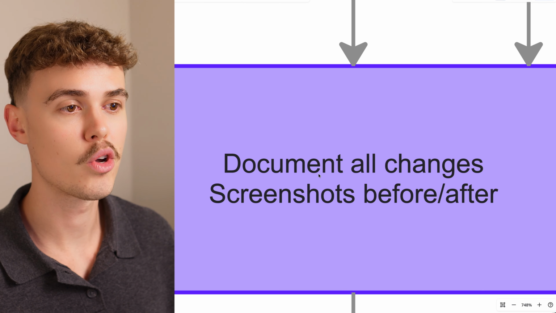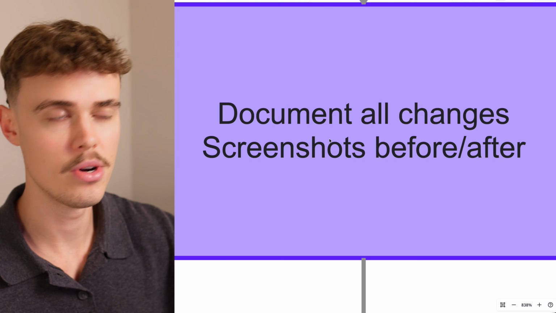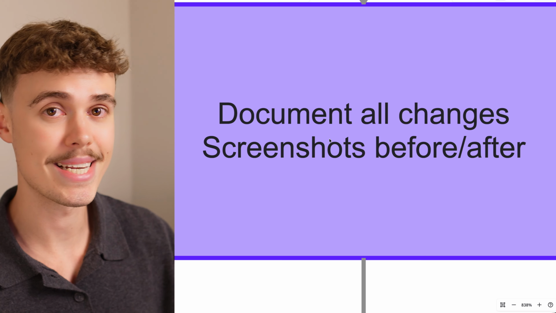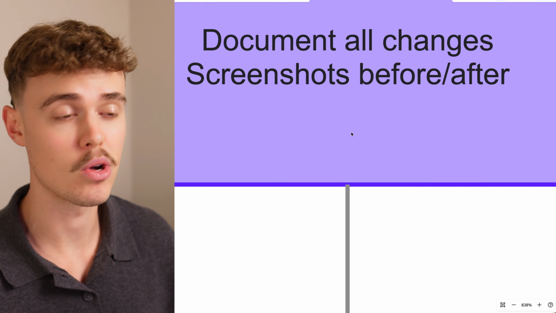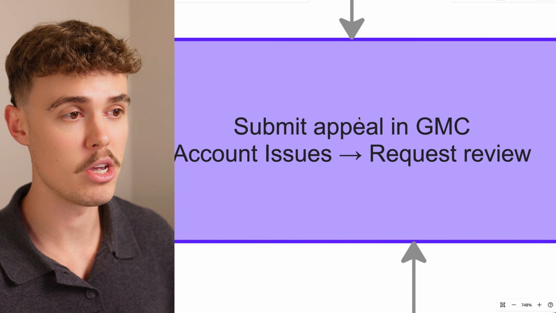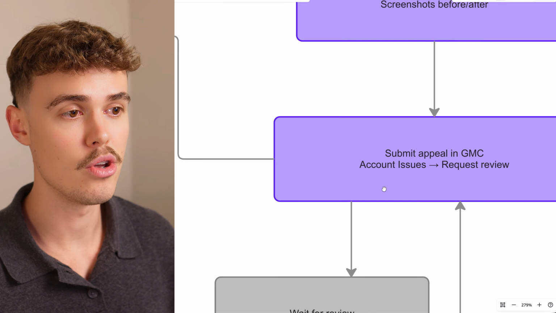All right, once again, document all changes before and after. Make sure it's very clear: hey, we had this issue, we know this was there, we've now addressed this specific thing, here's the screenshots, for when you have to contact Google, if you have to contact Google. Once it's all documented, submit your appeal, as I mentioned before. So you submit an appeal directly in GMC, and then you request a review.